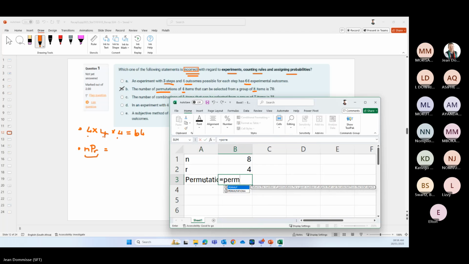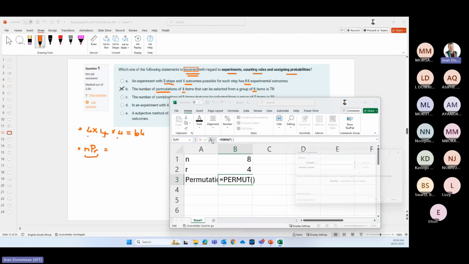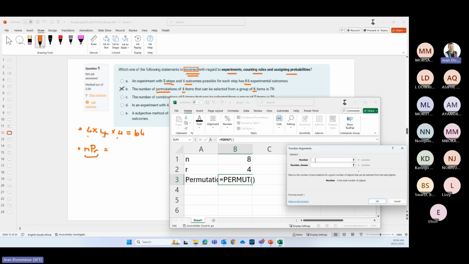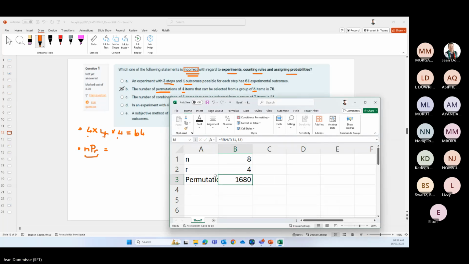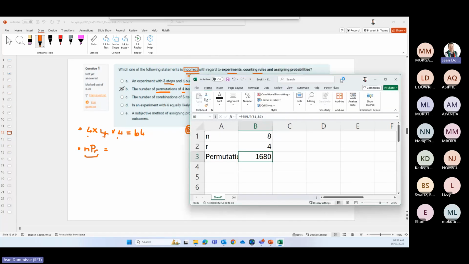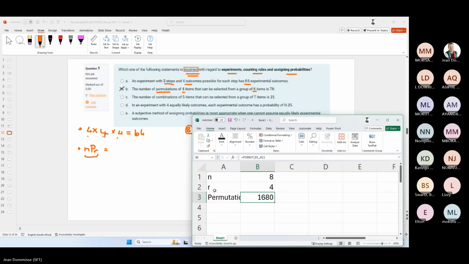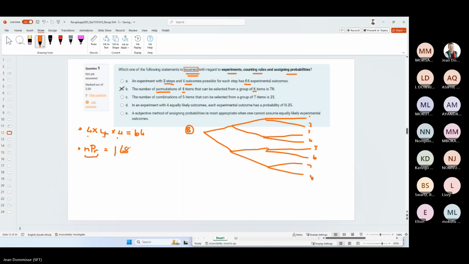I think there's a permutation function. So the number is the total number of objects. They told us that is 8. So that's the n. The chosen number is basically how many items we've selected. That is 4. So the permutation should be 1684. Here it is 70, so that one is the incorrect one.